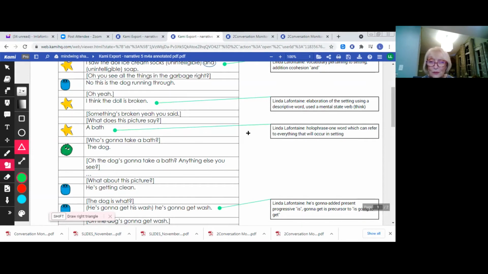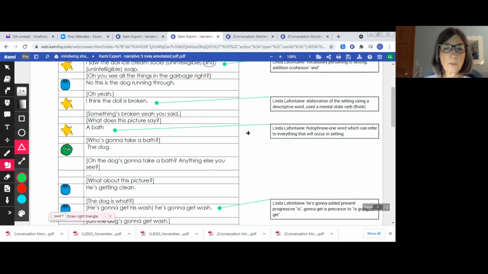So you've got children in the group who are probably using holophrases, and you find yourself expanding on those holophrases, which is wonderful to do. But I just wanted to isolate that and talk about that a little bit. And then Sherry continued to ask him questions to get more information. At one point she said, oh, the dog's going to take a bath, anything else you see. And those 3 periods are there because they stand for a 5-second pause where he did not say anything. But it's important to note that when you've asked a question and there isn't a response, you document that somehow.